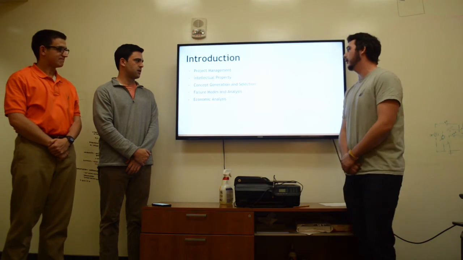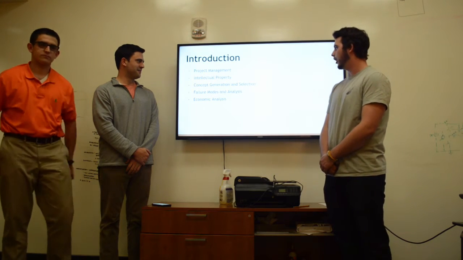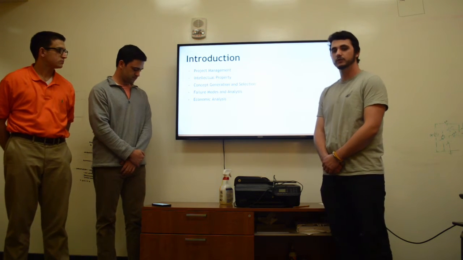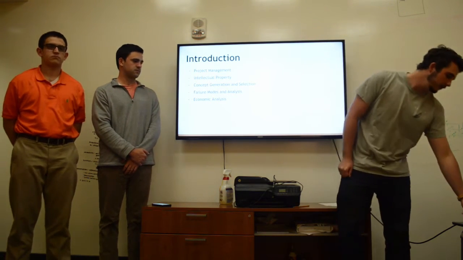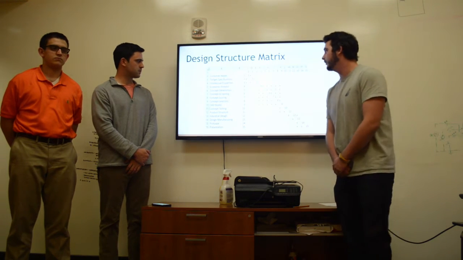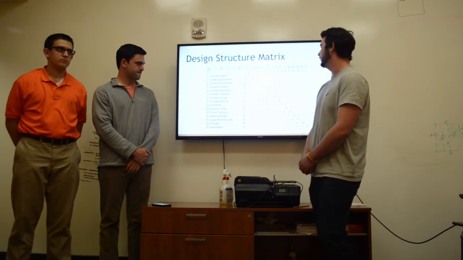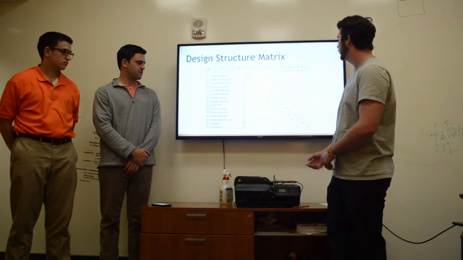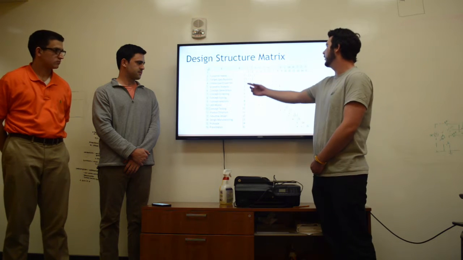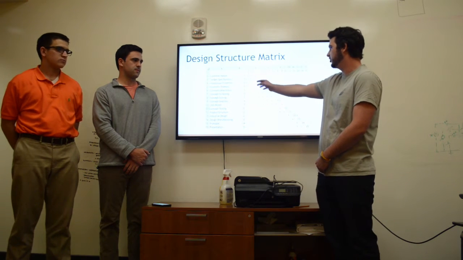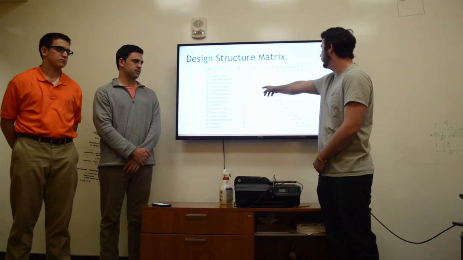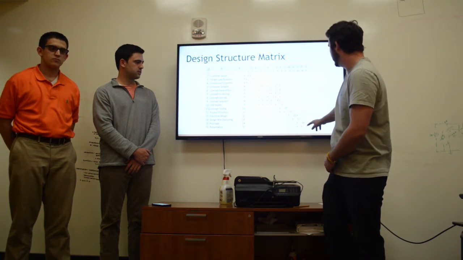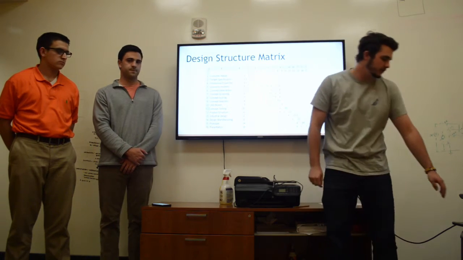So here we're going to talk about project management, intellectual property, concept generation and selection, failure modes and analysis, as well as economic analysis. To start us off, we have a design structure matrix, and as you can see, we have 15 tasks which are finished with a final presentation on everything we've done throughout this project. We begin with customer needs, then target specifications, and then the intellectual properties, and then we begin into coupled tasks 4 through 9, and then the rest are repeated until we finish up this project.